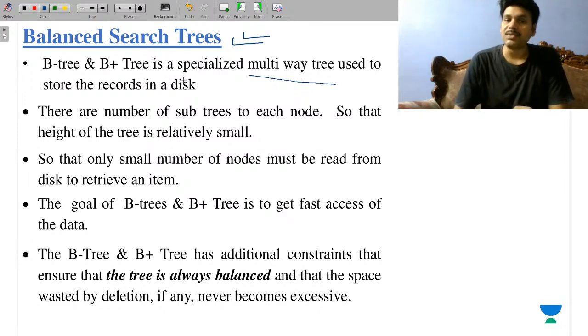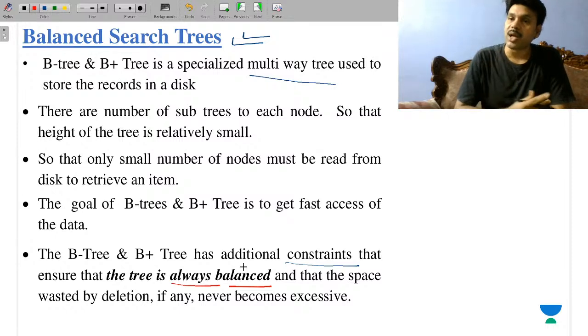B trees and B plus trees follow a constraint. What is the power of them? The power of them is that they are completely constraint based. What is the constraint? The tree is always going to be balanced. That assurance is given by B trees and B plus trees. This is the power. And what is the necessity to use these balanced search trees?